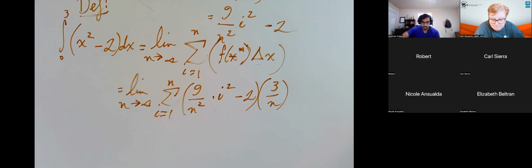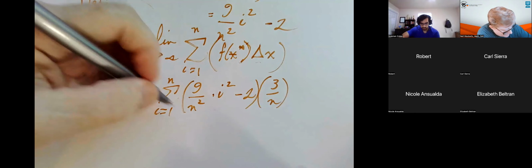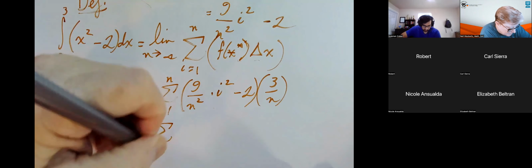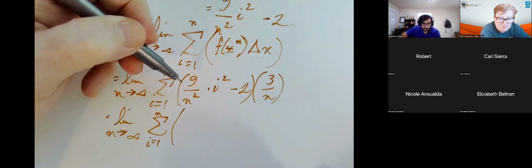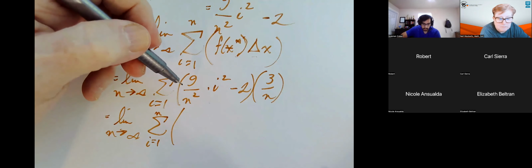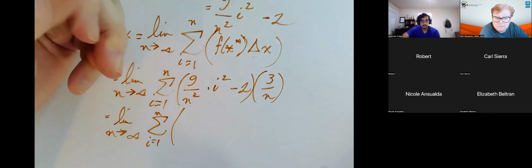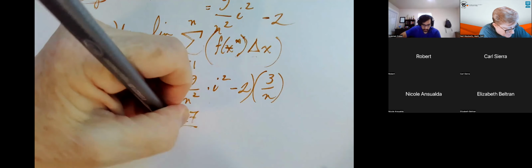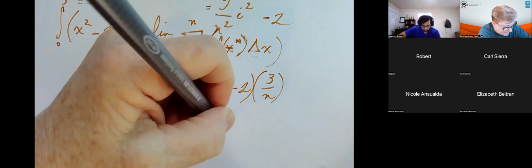All right, now what should we do? What's a good next step? Multiply delta x. Good, very good. So we get the limit as n goes to infinity of the sum I equals 1 to n of 9 times 3, 27. Good. N squared times n, n cubed, and we still just have I squared, and then minus 2 times 3.